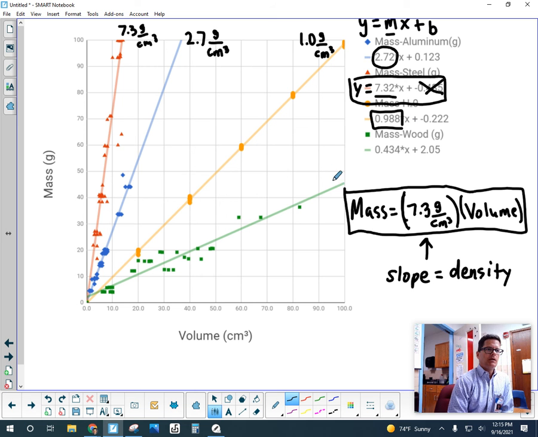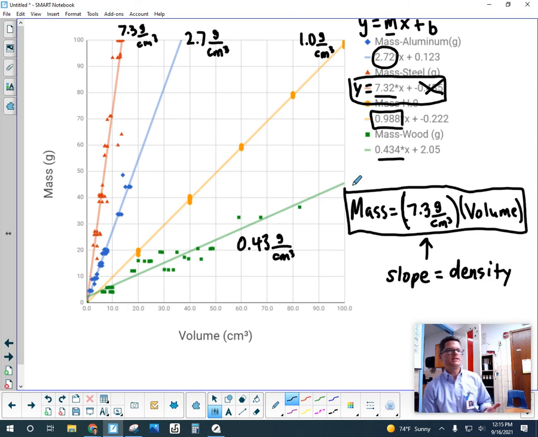And then for wood, I'm going to write it as 0.43 grams per cubic centimeter. So the wood that we studied was the least dense. And so hopefully your lines of best fit from your group are pretty close to these. If they're drastically different, again, there's probably something up in your data that we need to get fixed.